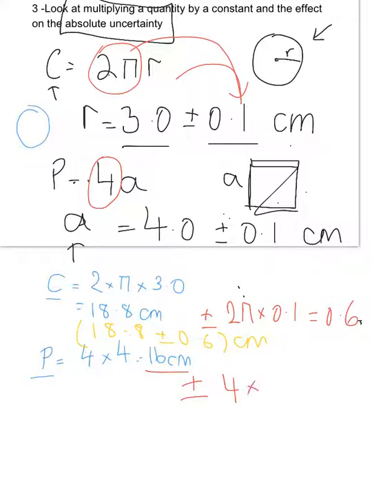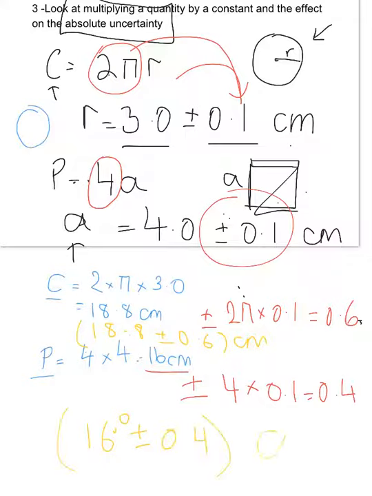times the absolute uncertainty in A, which is 0.1, which gives us 0.4. So the final answer for this one would be 16 plus or minus, that should be 16.0, didn't I do that before? 16 plus or minus 0.4 centimeters. Okay, so I hope you got that right, and we can move on to number 4.